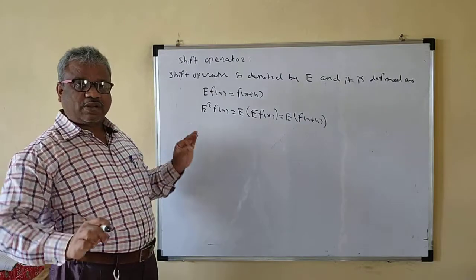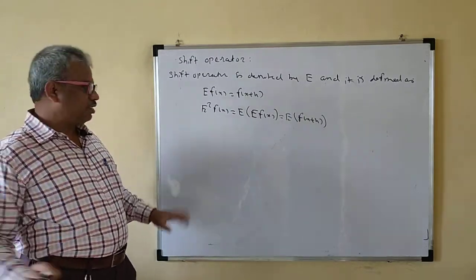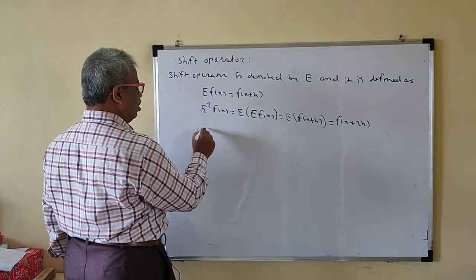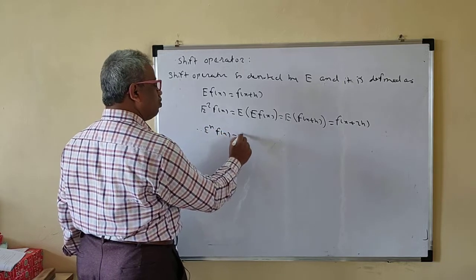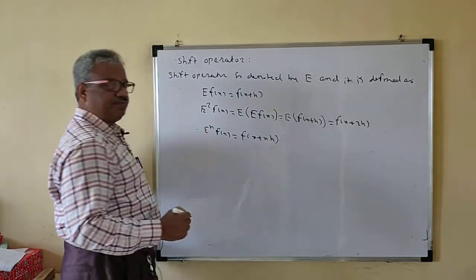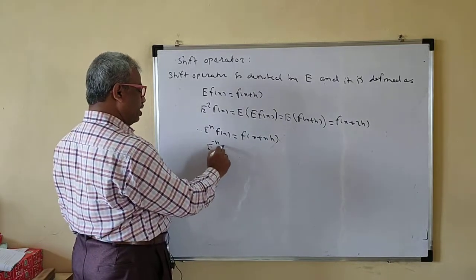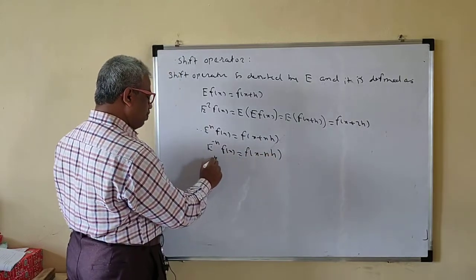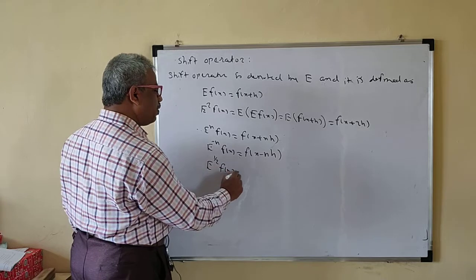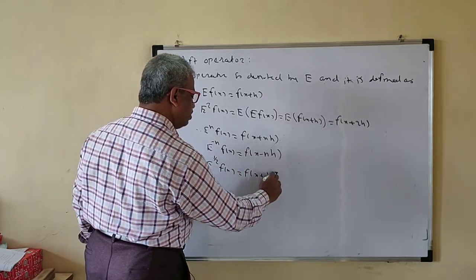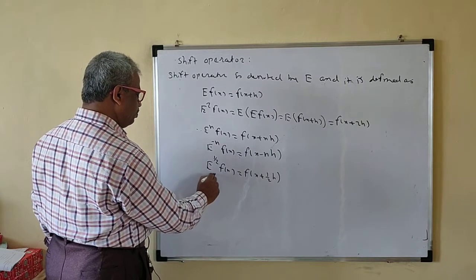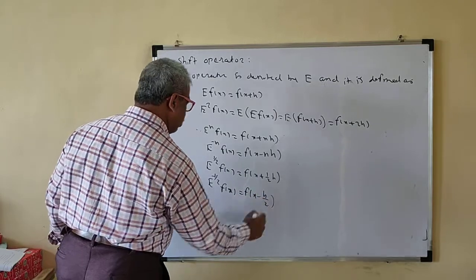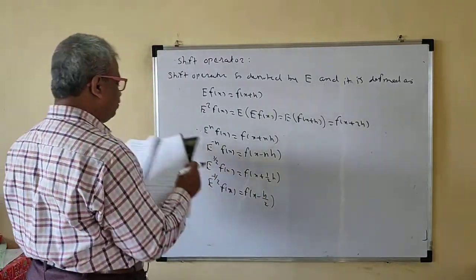So to operate the shift operator, what we have to do is replace x by x plus h. So it will be f of x plus twice h. Okay, so therefore E raised to n f of x is equal to f of x plus nh. That means E raised to minus n f of x is equal to f of x minus nh. So E raised to half f of x is f of x plus h by 2. Okay, so E raised to minus half f of x is f of x minus h by 2, and so on.